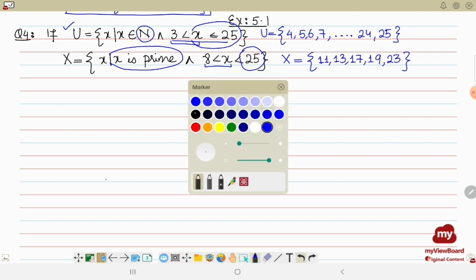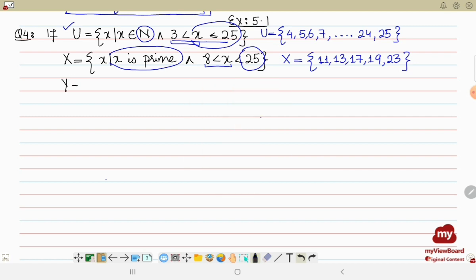Now we'll be writing down the other set which is given in the question, set Y. x such that x belongs to whole numbers. W stands for whole numbers. And now what is the restriction? 4 is less than or equal to x is less than or equal to 17. So now what do we have? Let's write down the elements.